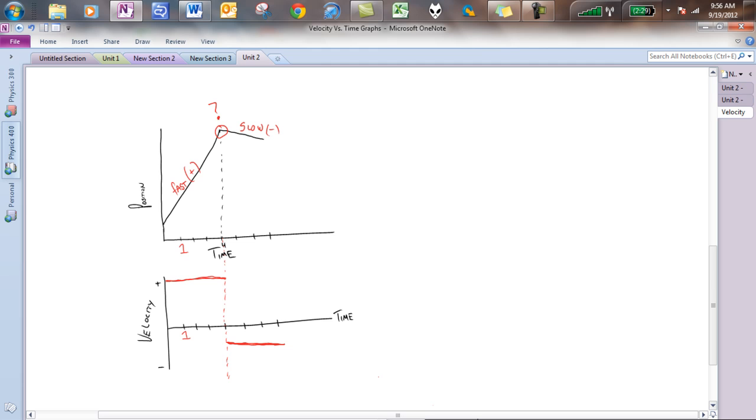So this is a quick overview of velocity versus time graphs. We will get more practice on this tomorrow and into Friday. Any questions, please bring them to class.